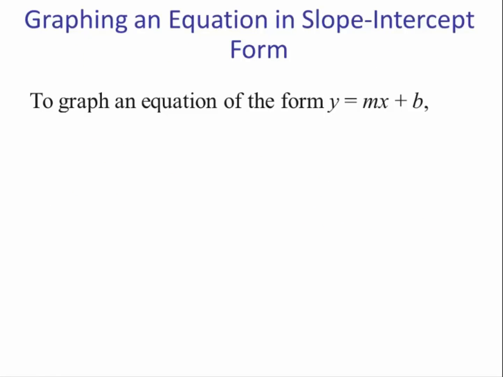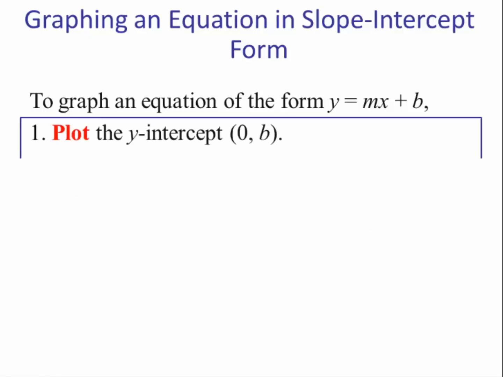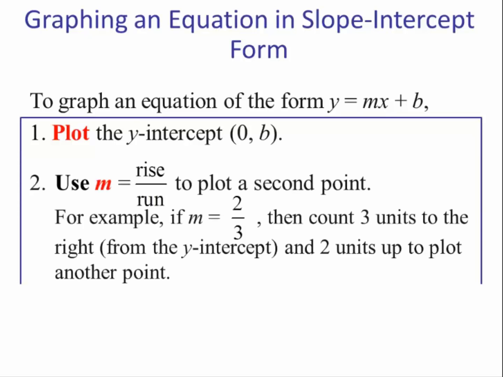To graph an equation in slope-intercept form, we first plot the y-intercept. Then we use our slope, which is rise over run, to plot a second point. So for example, if m is 2/3, we count 3 units to the right from the y-intercept and 2 units up to plot another point.